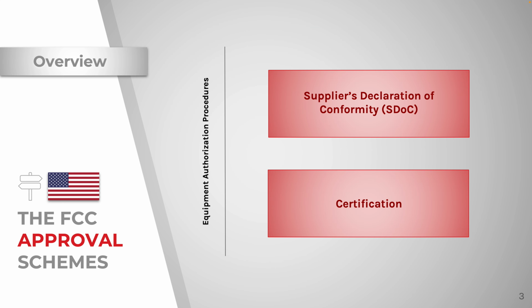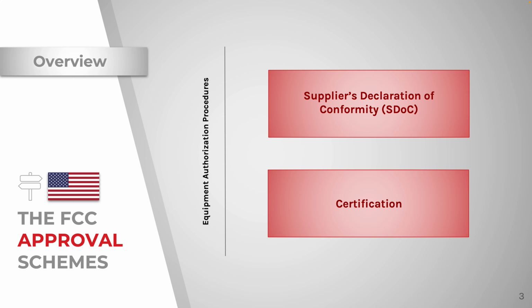The FCC has two different approval procedures for equipment authorization, and that's certification and supplier's declaration of conformity, SDOC. The required procedure depends on the type of equipment being authorized as specified in the applicable rule parts. In some instances, a device may have different functions, resulting in the device being subjected to more than one type of approval procedure. Let's start with certification.